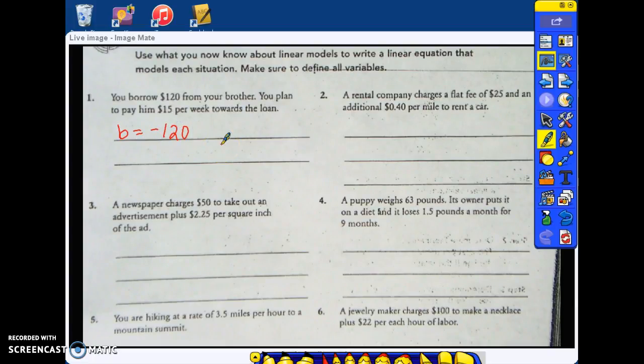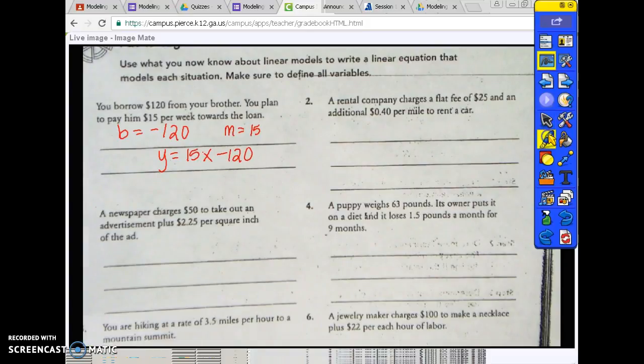You plan to pay him $15 per week. So every week I'm adding 15 to my bill until I pay him off. m equals 15. We're going to write an equation, y equals mx plus b. y equals 15x minus 120, because we're paying him $15 each week, and we borrowed $120 to start off with. So my slope, or my constant rate of change, is 15, and my initial value, or my y-intercept, is negative 120.